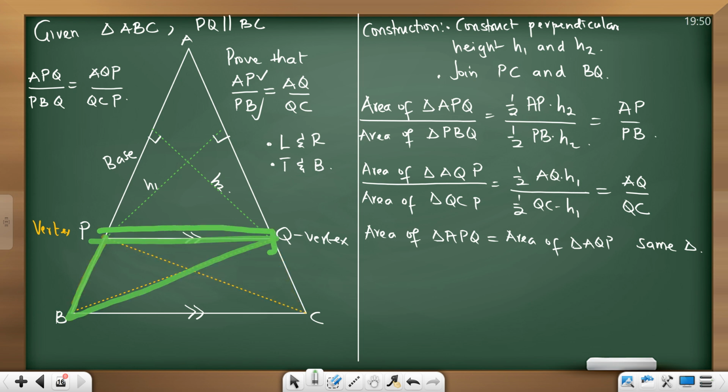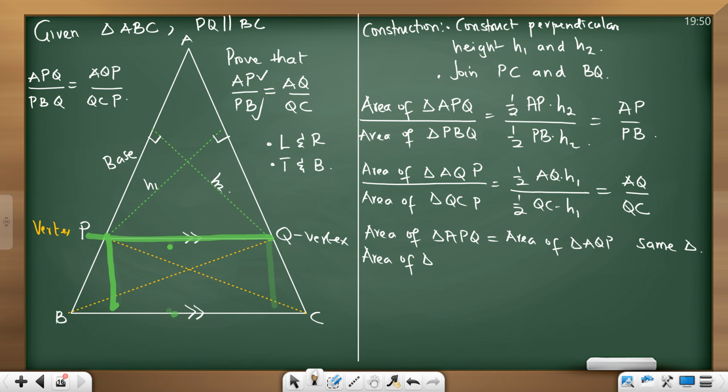Do you notice that the base is this? They have the same base, PQ, PQ. And they are bounded between what? Parallel lines. What happens to the height? Their heights are the same. Oh, so they have a common base, equal height. What happens to the areas? Same. Oh, 5 marks is now in the bag.